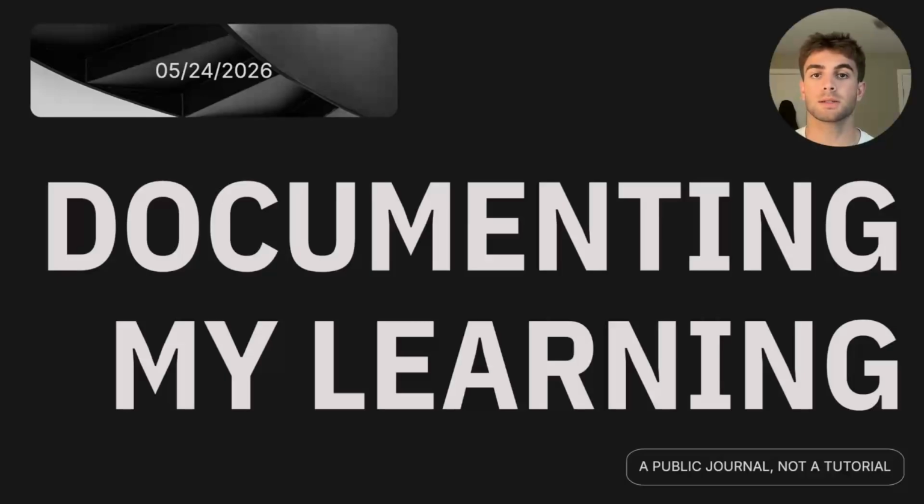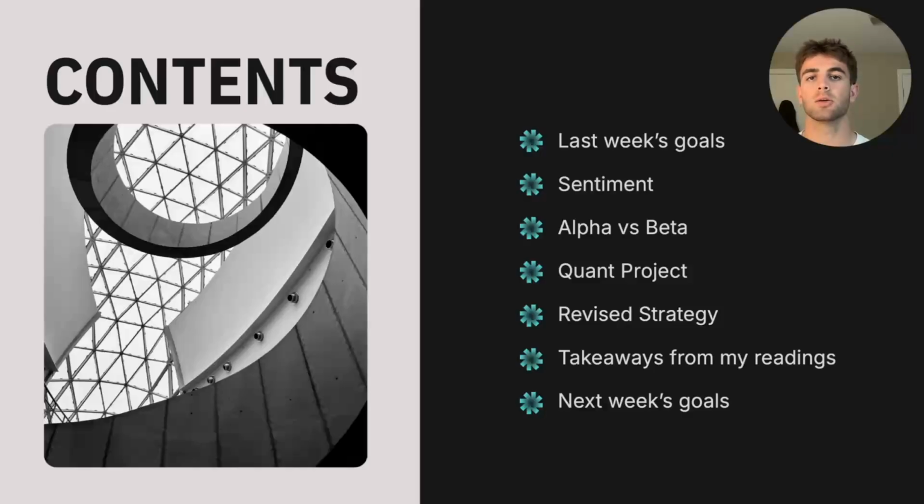This is week 6 of documenting my journey learning how to trade algorithmically. This week, I focused on optimizing my strategy to pass prop firms. This week, we're going to go over last week's goals, sentiment, alpha versus beta, a potential quant project I may work on, my revised and optimized strategy, takeaways from my readings this week, and then next week's goals.